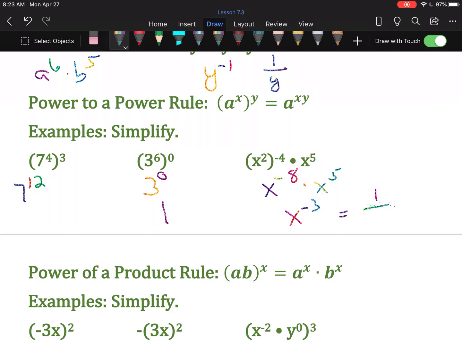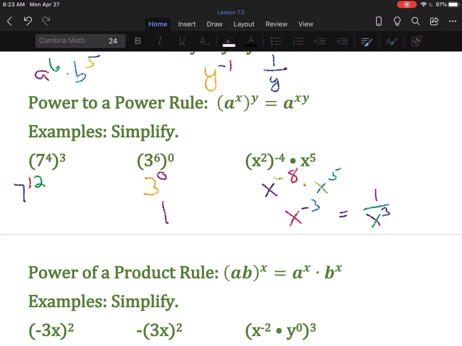And of course, you cannot give me a negative answer. Rather, you can't give me a negative exponent in an answer. So we move that to the denominator. 1 over x to the 3rd is the correct answer there.